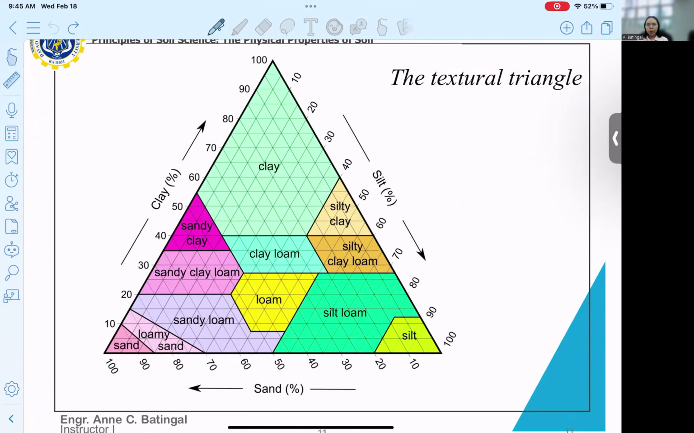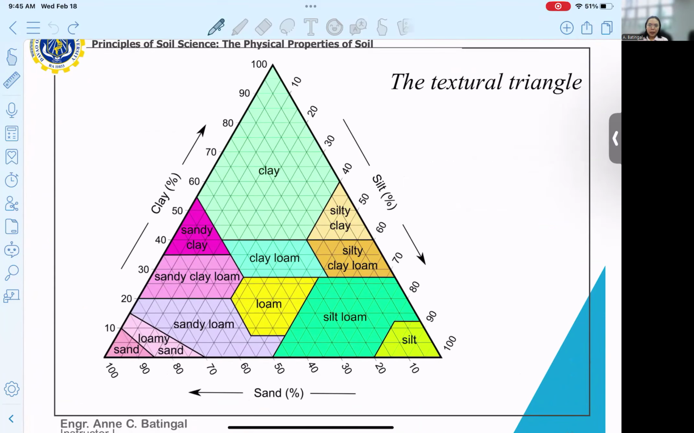So what is the textural triangle? The soil texture triangle is one of the tools that is used to visualize and understand the meaning of the soil texture name. So it is a diagram that shows how each of the 12 textures is classified based on the percentage of sand, silt, and clay. So each side of the triangle corresponds to the percentage of sand, silt, and your clay. So at the bottom, you have your sand particles.